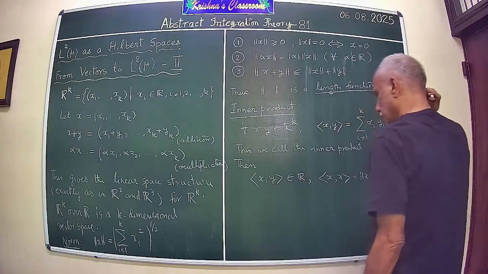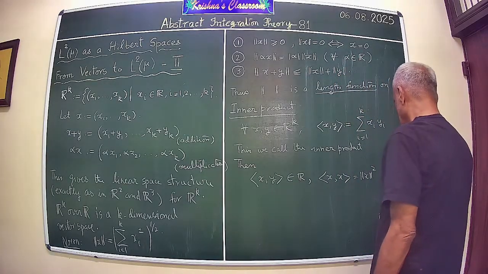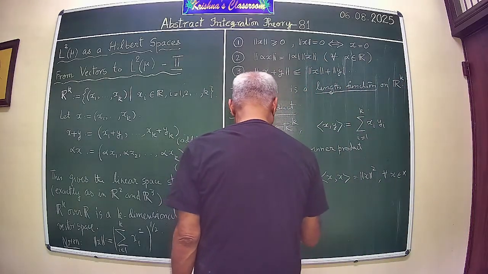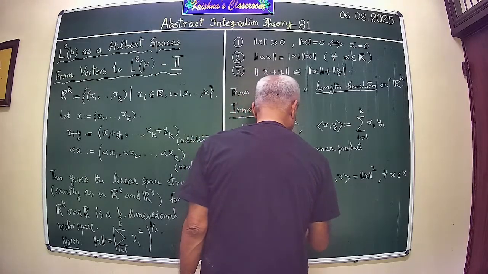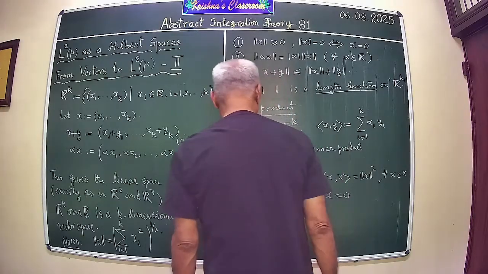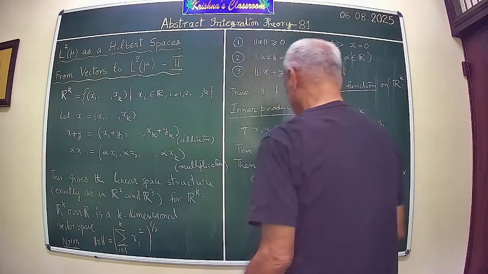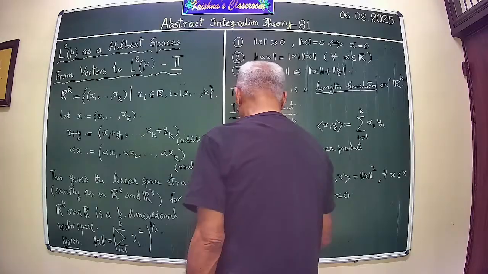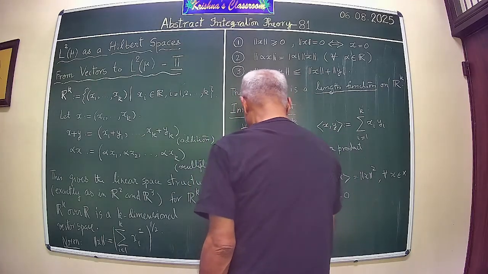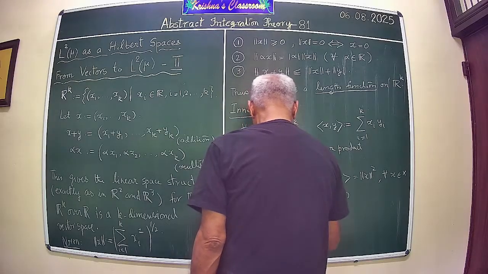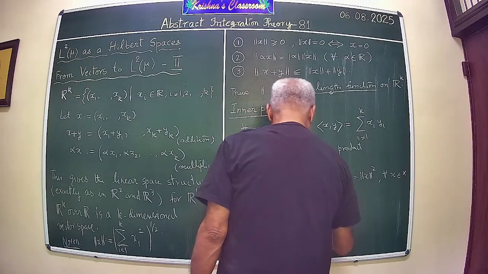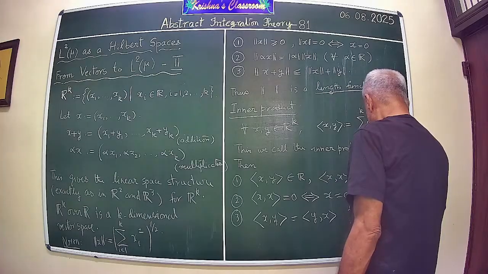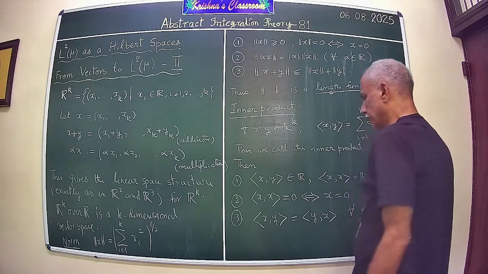Whole square is the length. Equal to 0. These are all obvious things that you can easily verify. It is symmetric. It is symmetric.